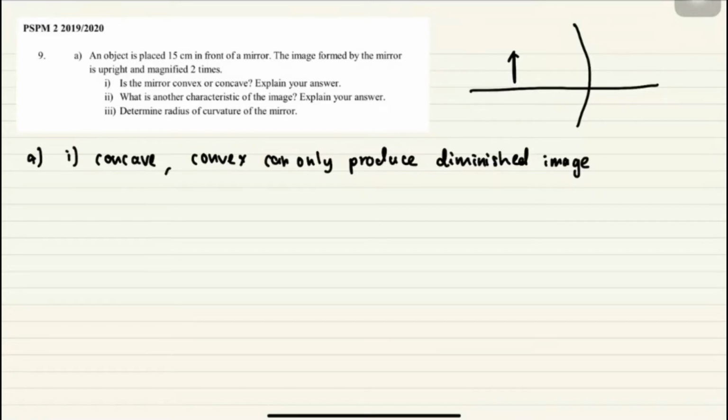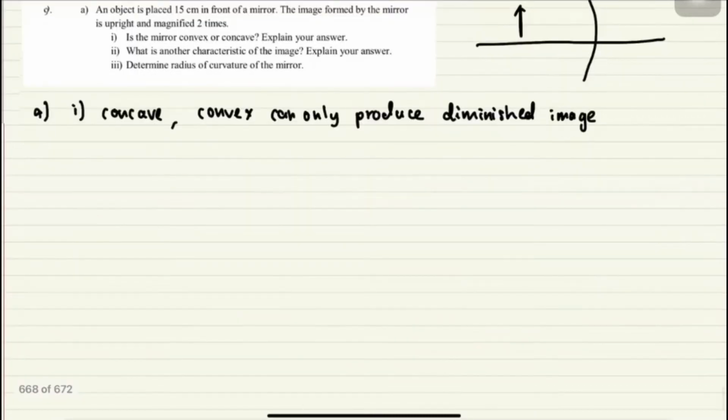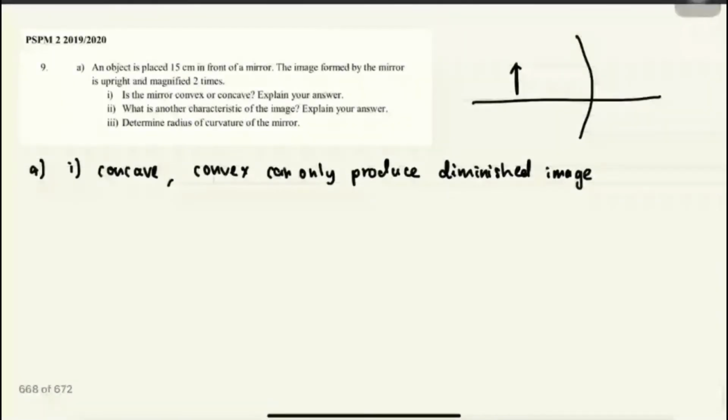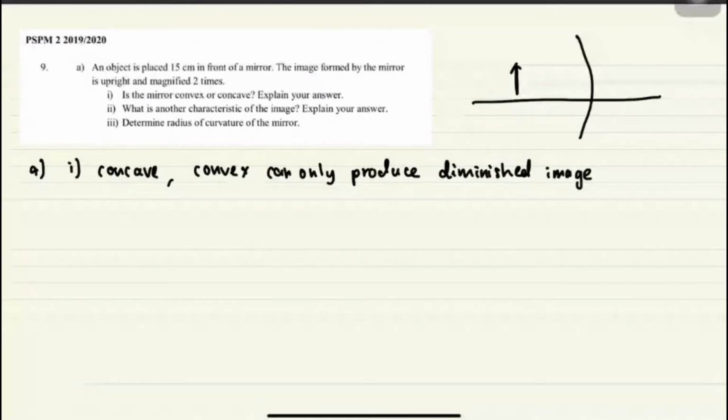And then number 2 dia tanya, what is another characteristic of the image? What is the another characteristic? Okay. Maybe kita boleh try kira kot. What is another characteristic as per your answer? Determine the radius of curvature.